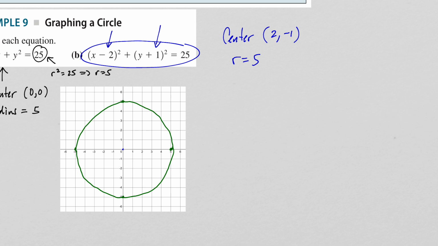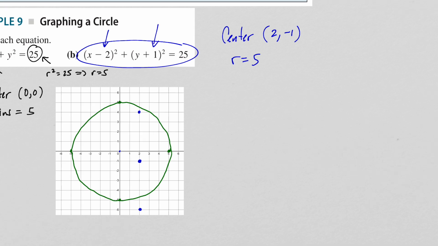To graph this, I just need to locate a new center. The new center is at (2, -1), which is right there. And then we are still going to go 5 units in every direction. So 5 units down would be here, 5 units up would be here, 5 units to the left is here, and 5 units to the right is a little bit off screen. It's right there. And so that circle is going to look like this. You'll notice that these circles have the same size, but one is centered at the origin and the other one is centered at a different point.